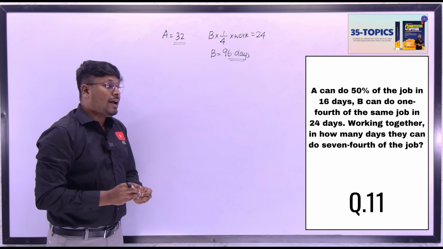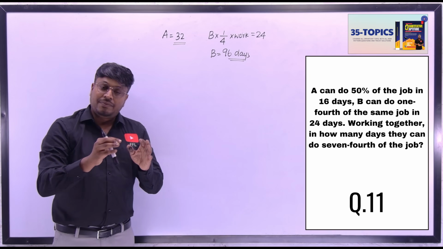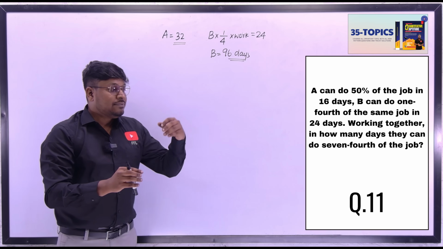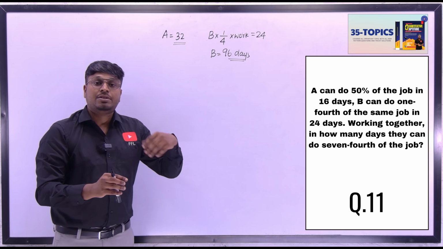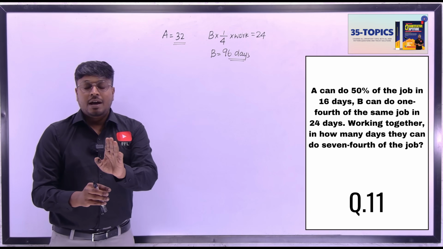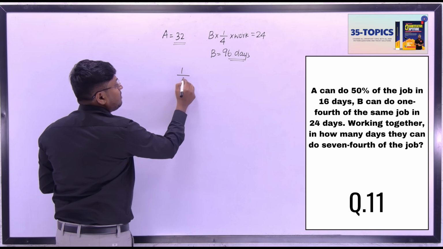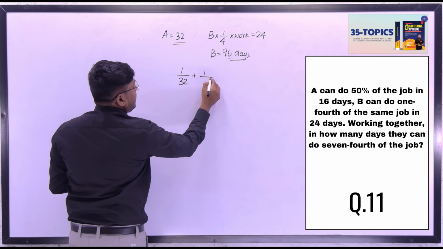So now what is the value? Working together, in how many days can they do 7/4 of the job? So first always find, like 50% of the job or, like the previous question, 28% of the job, how many days each person alone can complete the work. Let's find A and B. So A will be 1 by 32, B will be 1 by 96.